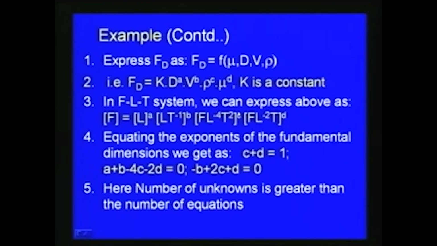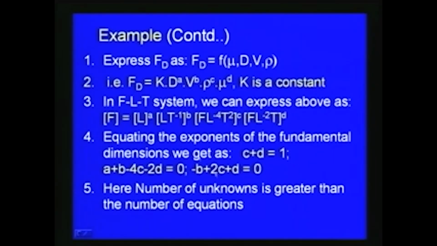And mu is the viscosity, represented as F into L to the power minus 2 into T, all to the power D. So finally, in the third step, we write it in the FLT system like this. Now both sides have units, and the unknowns are A, B, C, D.